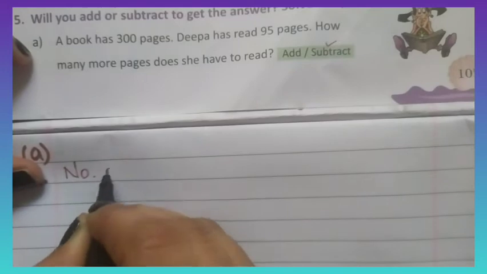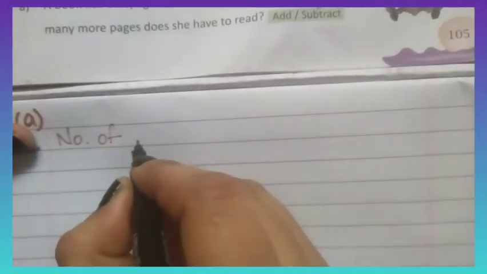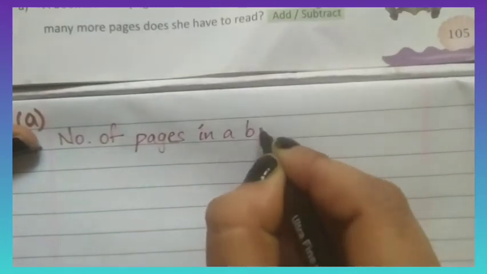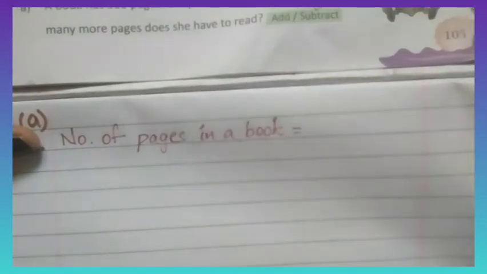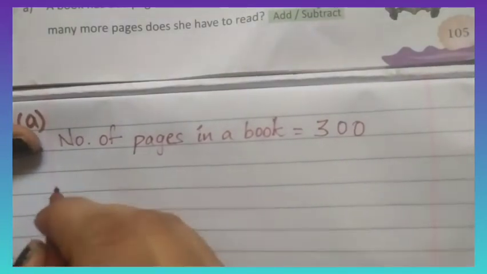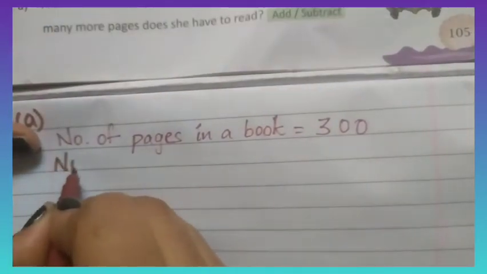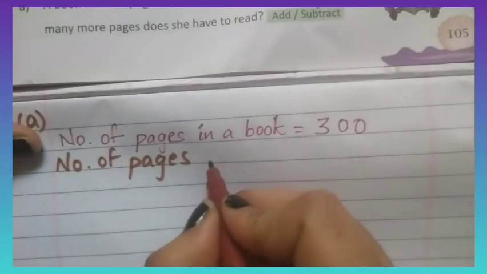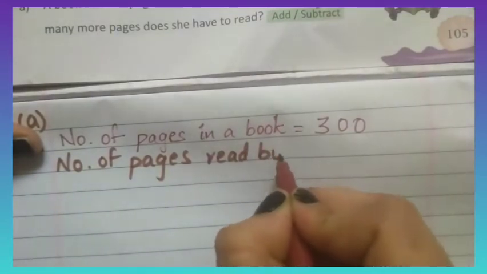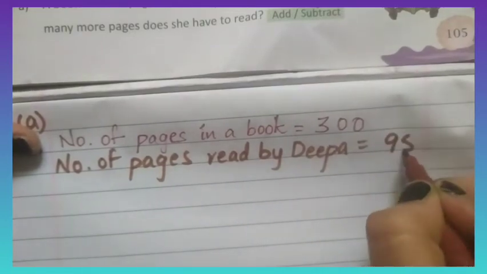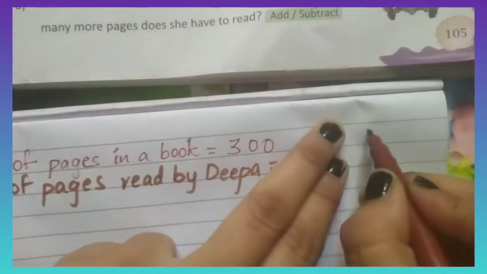Now we'll write the answer. Number of pages in a book. How many pages are there? Yes, 300. Okay, next, number of pages read by Deepa. How many pages did she read? 95. Okay, now we'll do subtraction.